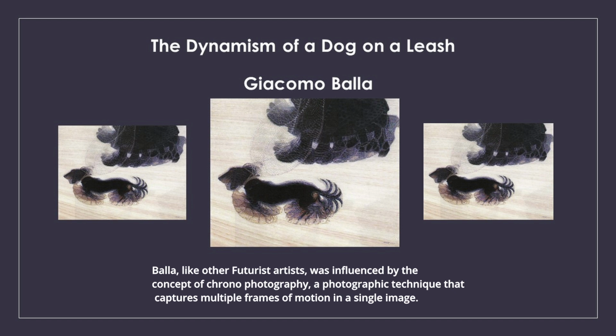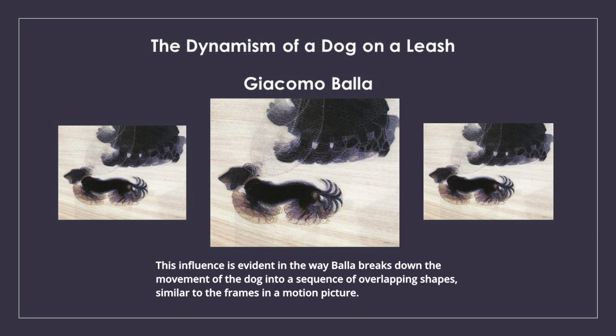Balla, like other futurist artists, was influenced by the concept of chrono photography, a photographic technique that captures multiple frames of motion in a single image. This influence is evident in the way Balla breaks down the movement of the dog into a sequence of overlapping shapes, similar to the frames in a motion picture.